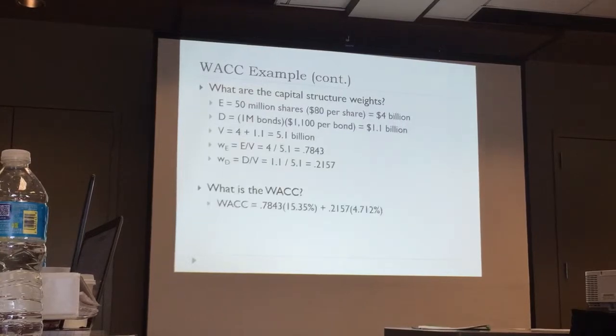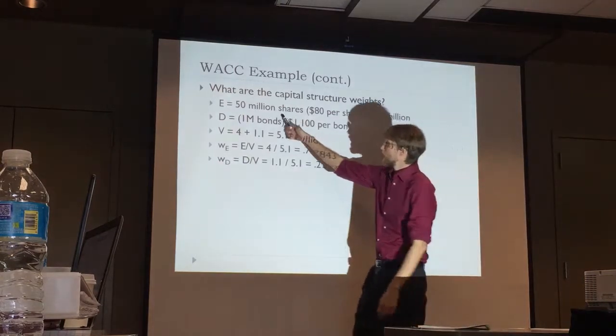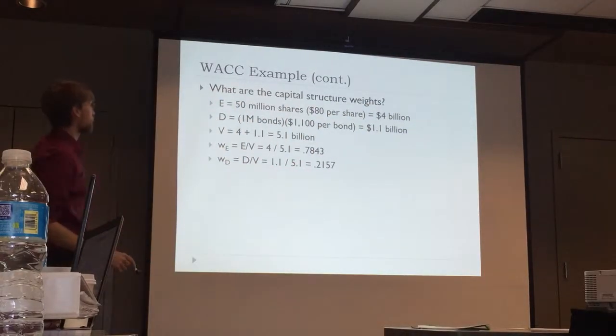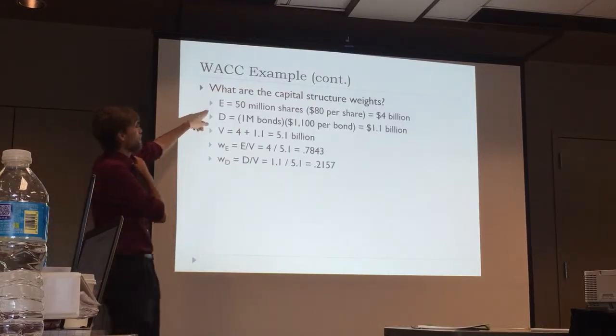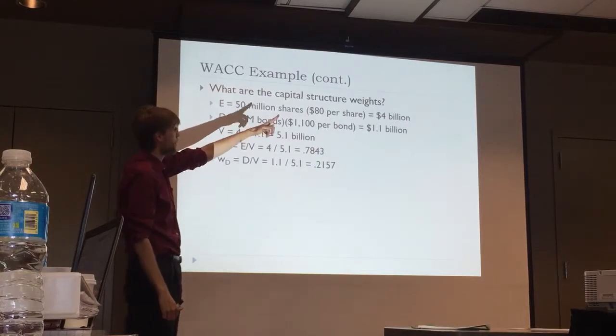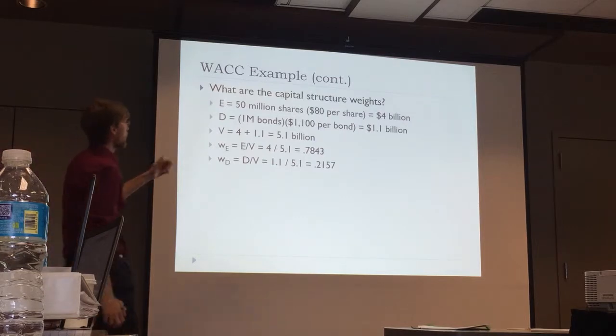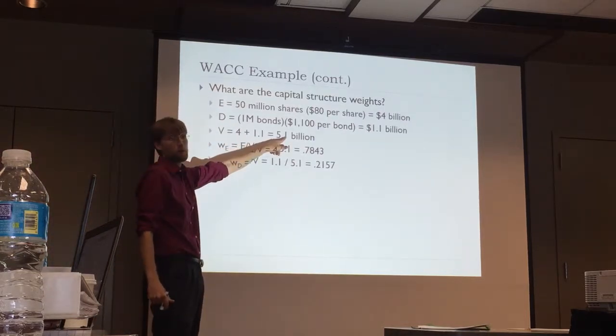Okay. Last thing we have here, capital structure weights. We need to know the market values of equity and debt. For the equity, we take the number of shares out at 50 million times price per share. That gives us a total market value of equity of $4 billion. Debt, take number of bonds times price per bond. It gives us a total of $1.1 billion on the debt side. Add those together, we have a total firm value of $5.1 billion.